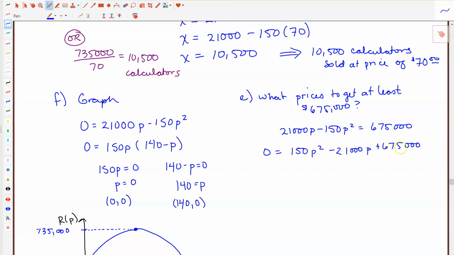And we'll find that actually every one of these terms is divisible by 150. So we'll just go ahead and divide that out, make things a little bit smaller. So we'll get 0 is equal to p squared minus 140p plus 45,000.